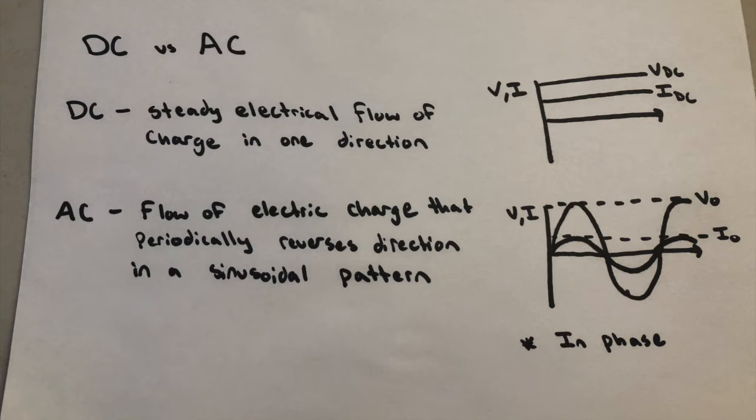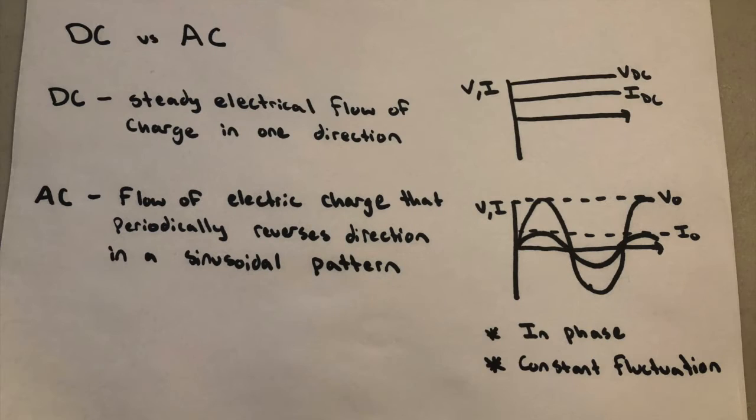What is important to notice from the alternating current graph is that the voltage and current values in this particular example are in phase, and you must also remember that it is a constant fluctuation, right? Of max and going back down, max, go down. And that's how the alternating current works.